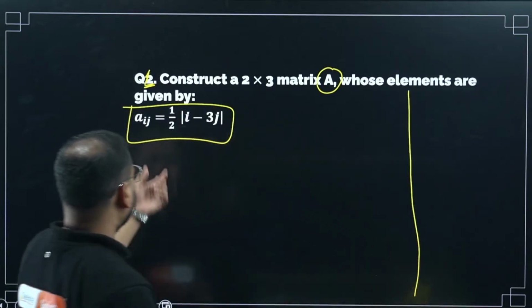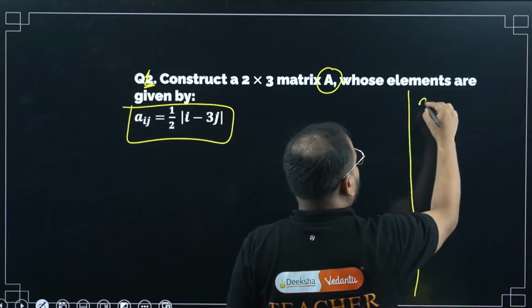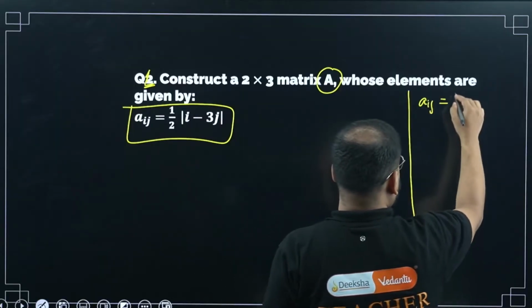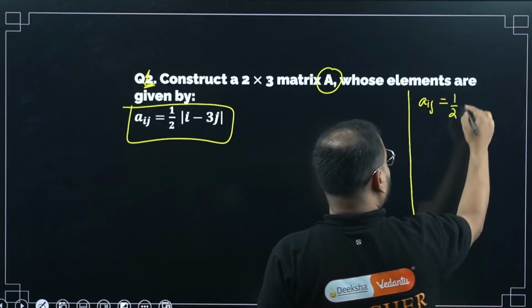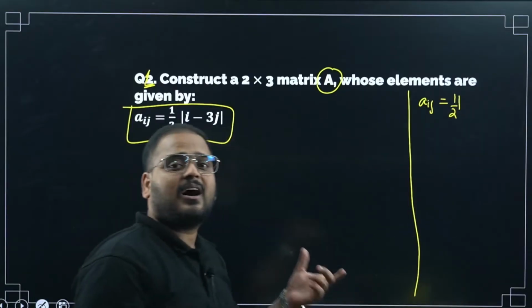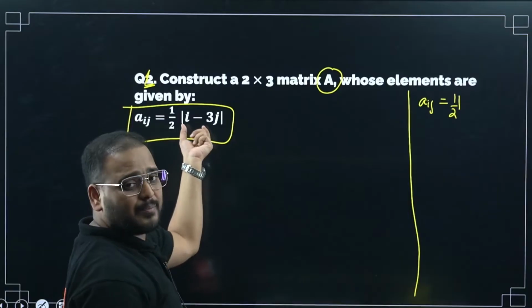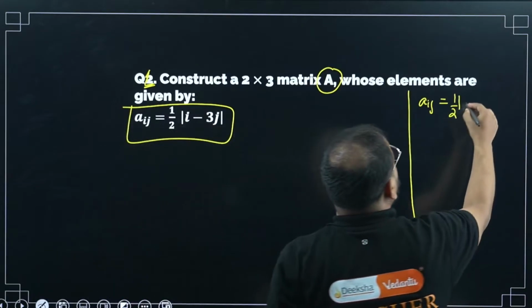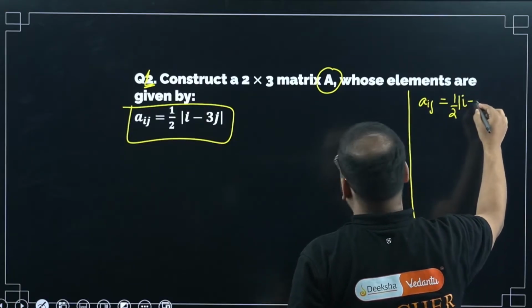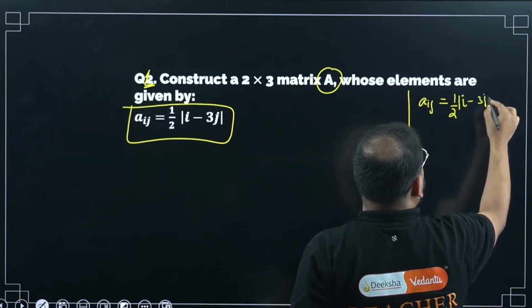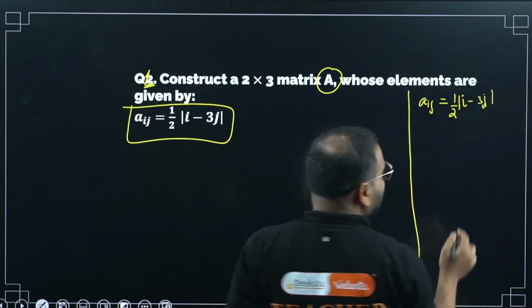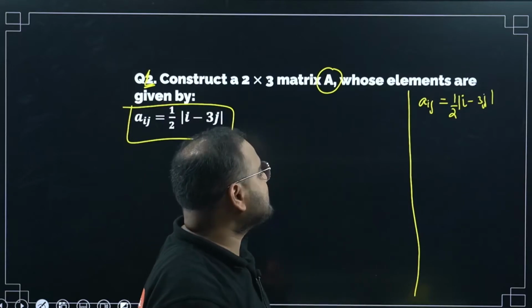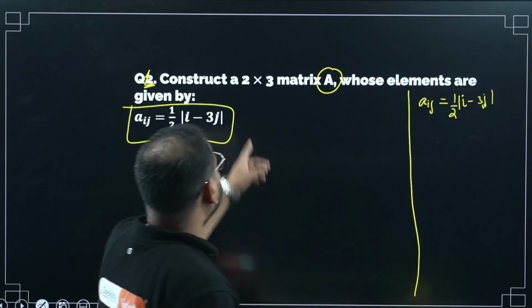Check this out. So what is the meaning of this? Aij is equal to 1 by 2 times modulus, meaning whatever the answer coming out from the inner part over here, I minus 3j has to be taken as positive only. So I minus 3j. I just explained to you what is I and j. I represents the number for the respective row and the column is j.